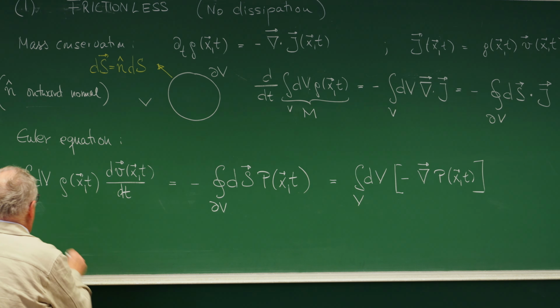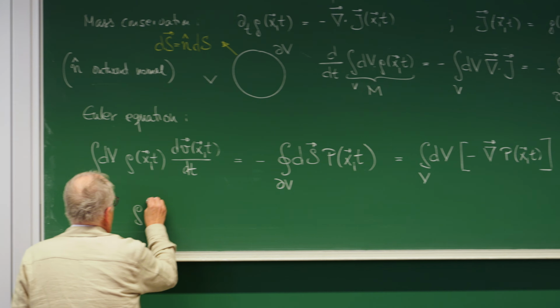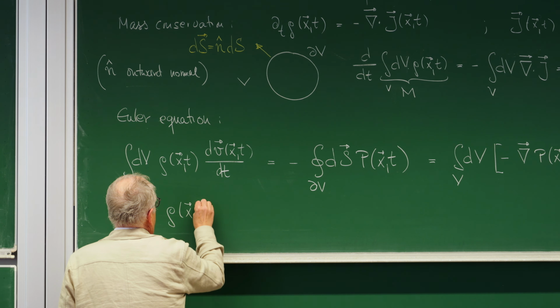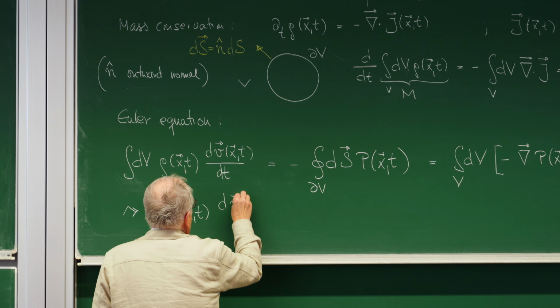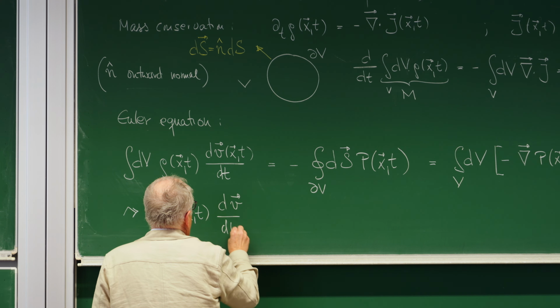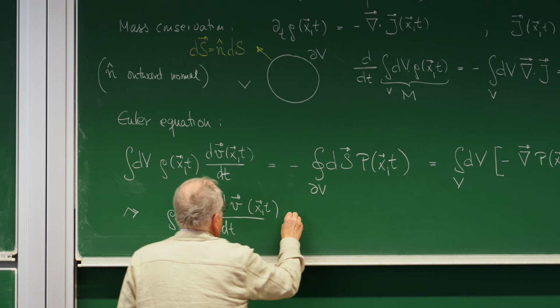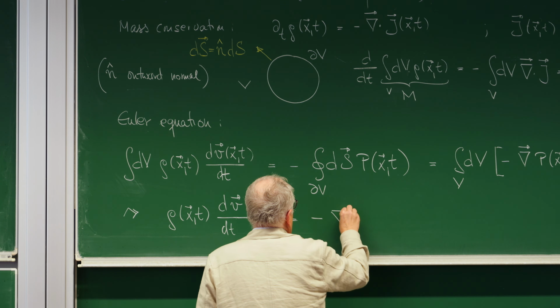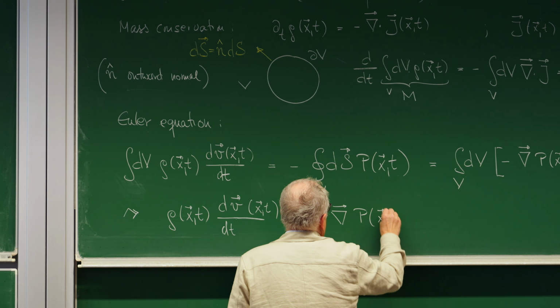Okay, so that means now, because that's true for any volume element, we do have indeed Euler's equation in this form, which says dv/dt times the mass density is driven by the forces coming from the gradients in the pressure.